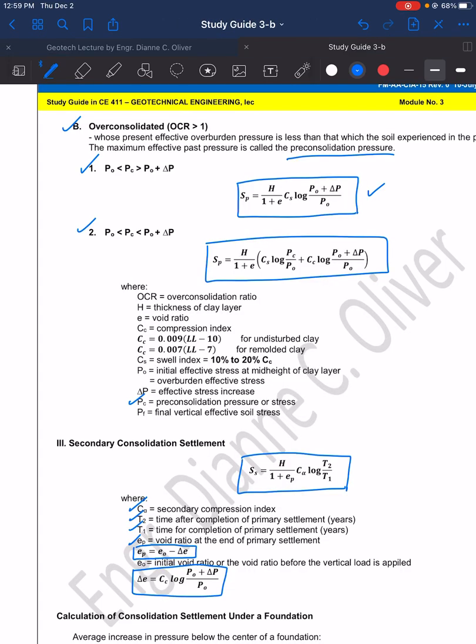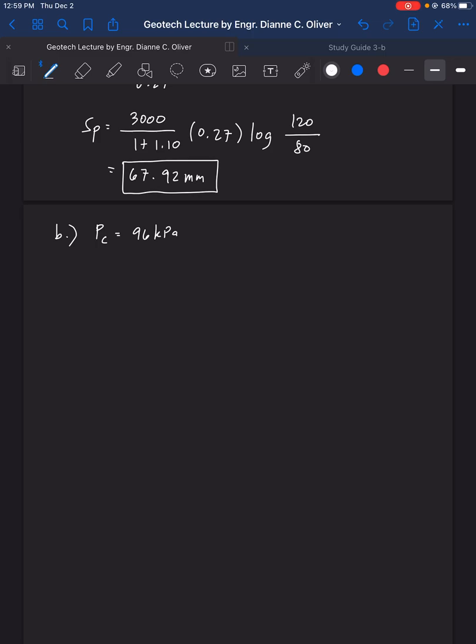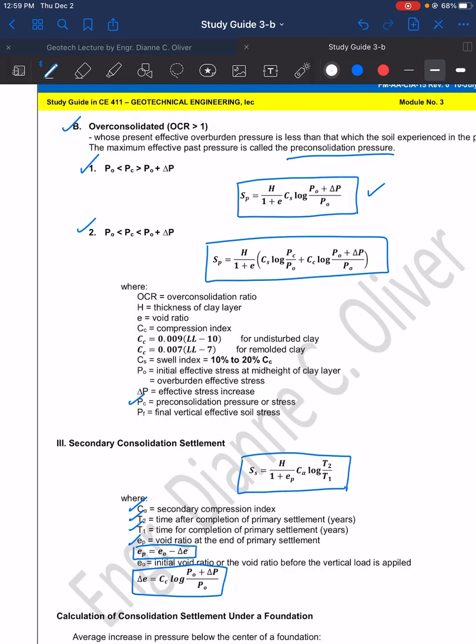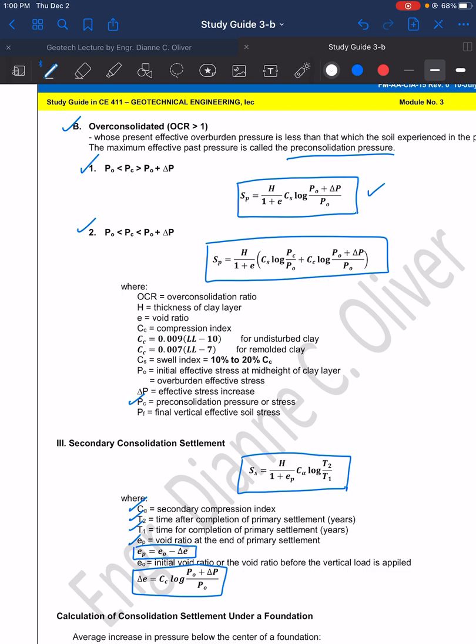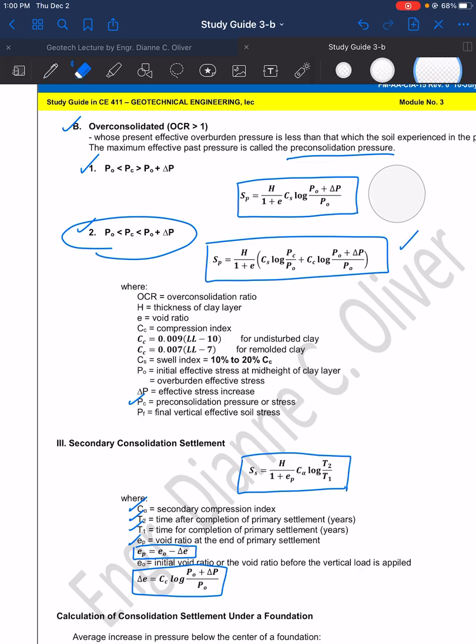So our P sub O is 80. Our PC is 96. And what else? We have P sub O plus delta P, that is 120. So P sub C is greater than P sub O but less than P sub O plus delta P. So this is the case, the second one. Therefore, we're going to use this formula.